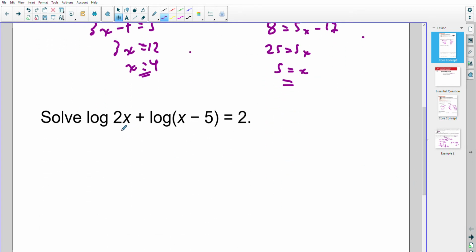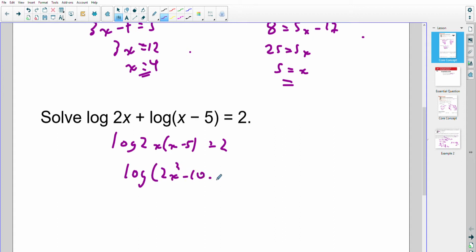Solving other problems. Here we have two logs, but you're not going to get a log equaling a log because of this 2 here. So the way to solve this one is to combine the two logs by using the product rule. And therefore, that's going to end up being, as you distribute through, 2x squared minus 10x equals 2. Then you want to switch the form.